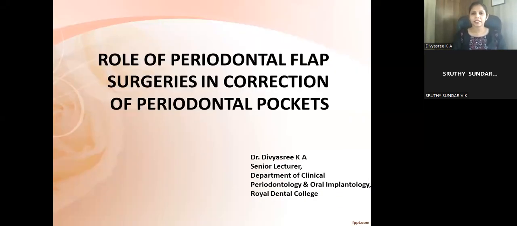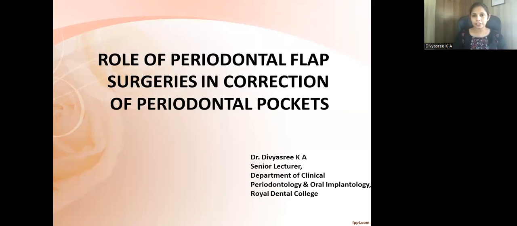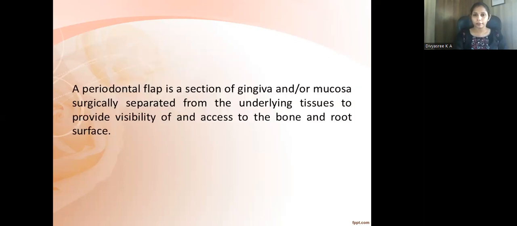Good morning. Today's session is about the role of periodontal flap surgeries in correction of periodontal pockets. So we know that periodontal pocket therapy forms an important segment in periodontal therapy. Periodontal surgeries are of different types. Among these, one of the major indications for periodontal surgeries is in the correction of periodontal pockets. So first we should know what is a periodontal flap.